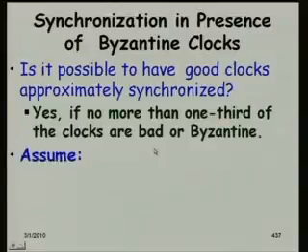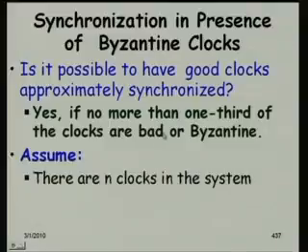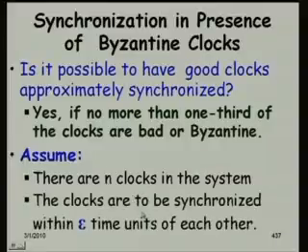Now, let us show how to do this. Why 1/3 of the clocks? If they are bad, we can synchronize, and no more than 1/3. Assume that there are n clocks in the system, and the clocks are to be synchronized within some epsilon time units of each other.